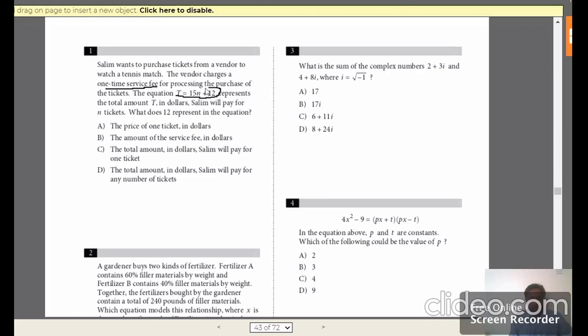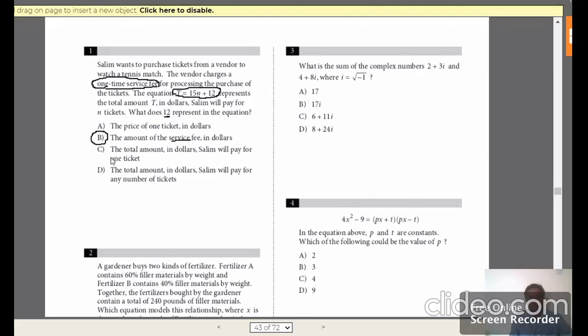Here n represents the number of tickets that we'll purchase, and T is the total amount in dollars. So we need to work out what 12 represents. Be very careful: they said the one-time service fee is applicable for each purchase of a ticket. Quickly go to your options. Is the price of one ticket in dollars given? No. Just check whether the service fee is given. Yes, bingo. So this is your answer.